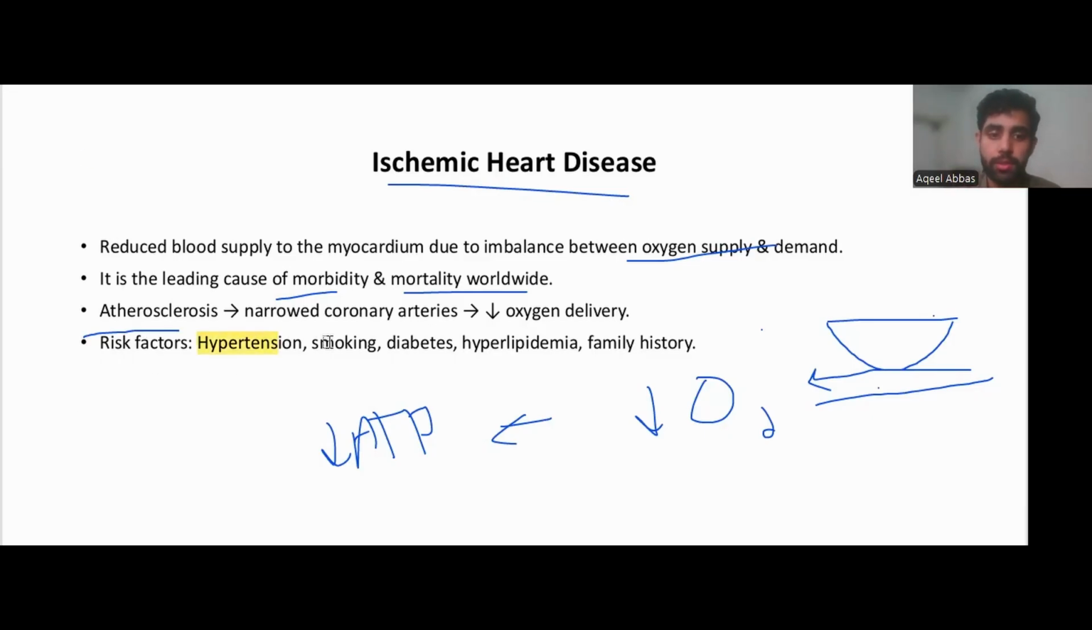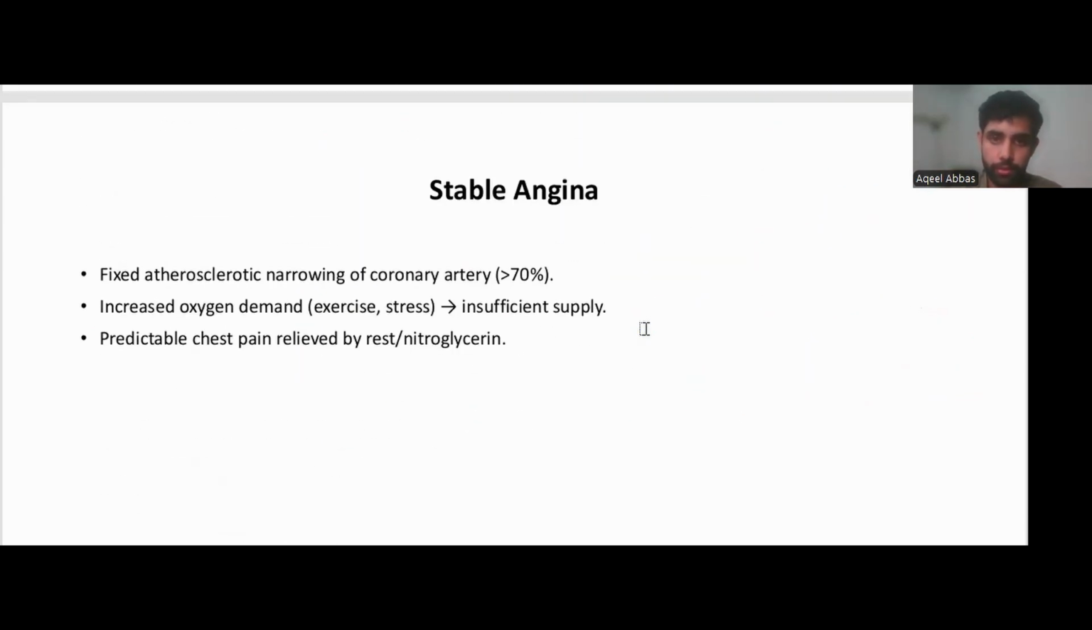Risk factors are hypertension, smoking, diabetes, hyperlipidemia, and a family history. Stable angina is when the cardiac pain or angina occurs at exercise but resolves at rest. So this is a predictable pain, and the blood supply is sufficient to meet the cardiac demands at rest, but insufficient to meet these demands in a state of exercise or stress. There has to be at least 70% narrowing of coronary arteries to cause stable angina.